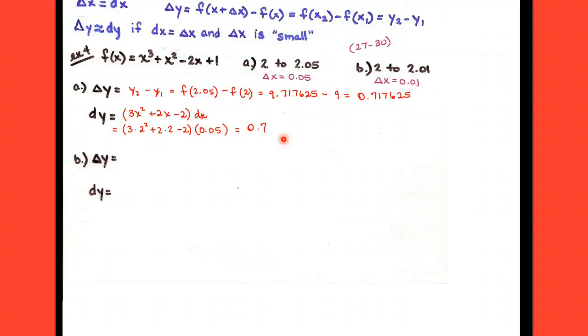And you'll notice that sure enough, dy is a really good approximation for the change in y. I mean, it's only off by 17 thousandths, right? That's pretty good. But what would make it even better is that if that change in x is small, so I get a better approximation the smaller it gets.